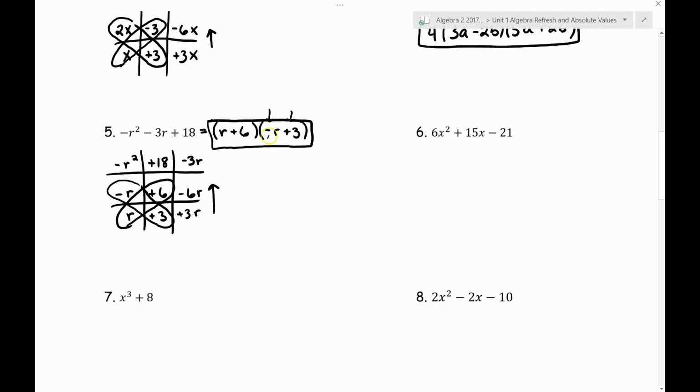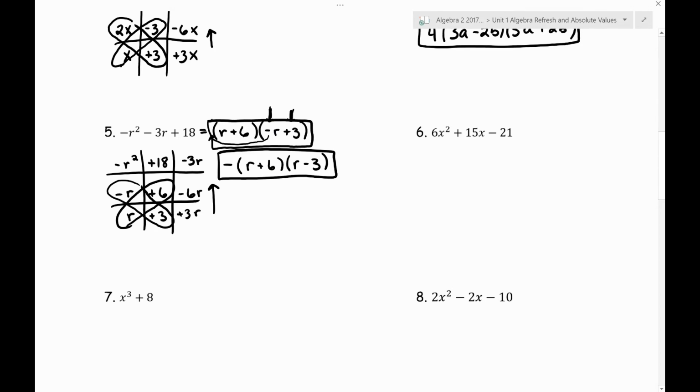Or if you take this negative out front, it's going to change both this sign and this sign. So if I had another answer, I could write it as negative r plus 6 times r minus 3. Both of these are correct answers. If you leave it as the first way, that's perfectly fine. I will have in my answer key that both of those are correct.